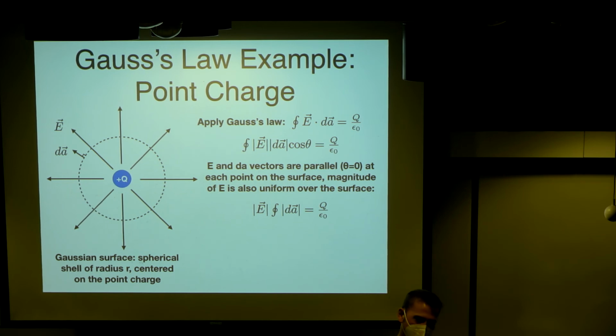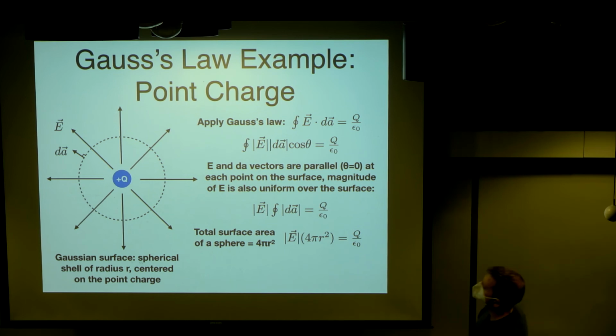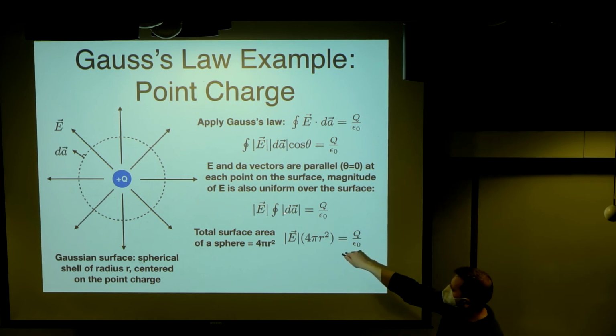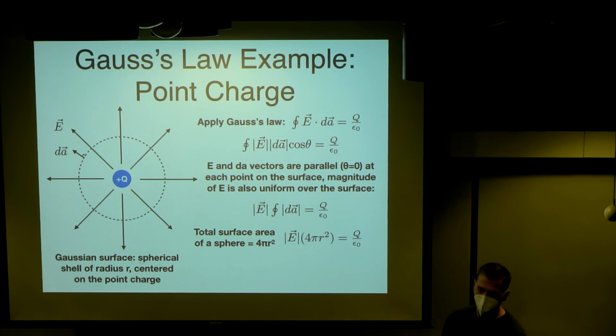What would the surface area of a sphere be? Remember the formula? It's 4 pi r squared. Okay? The total surface area of a sphere is 4 pi r squared. So when we integrate over all the little bits of area, we get the total surface area, which is 4 pi r squared. So we have magnitude E times 4 pi r squared, that's the total area, equals Q divided by epsilon naught.